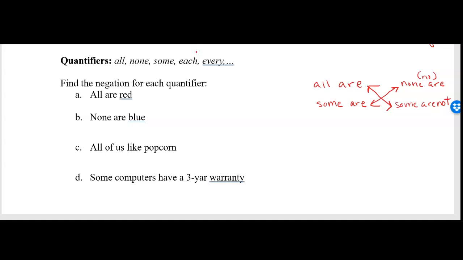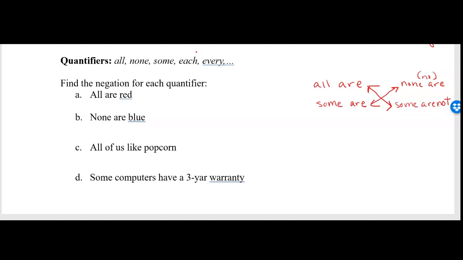So this is the chart I always use. The negation of all is actually some are not. Because I've had students in the past who will say, well, the opposite of all are none. It's actually not. The opposite of all is actually that some are not. And the opposite of some are not is all are. Same thing here. The opposite of some are would be that none are.